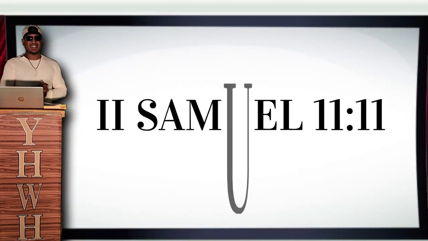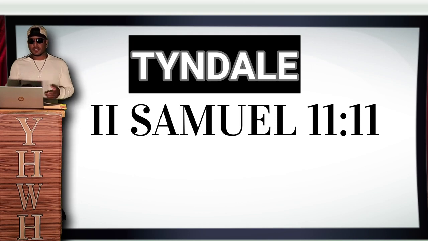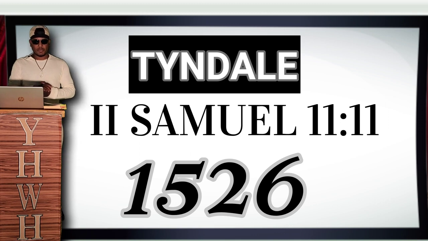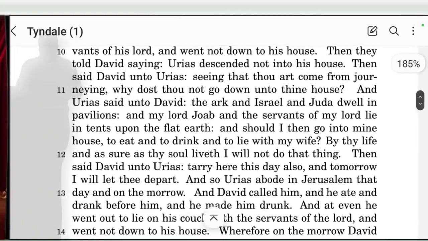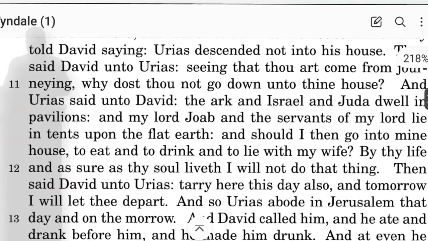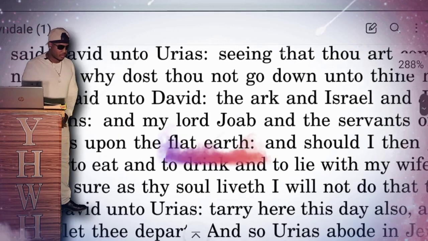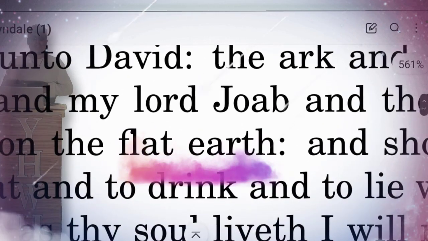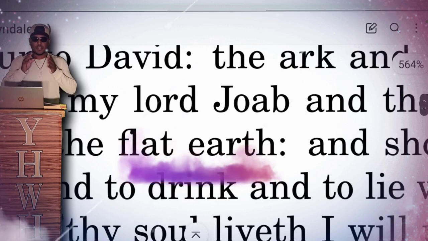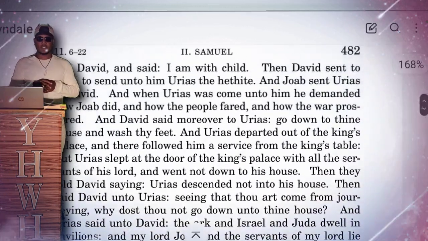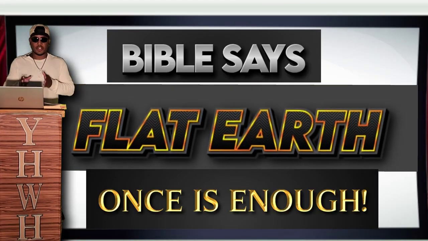Second Samuel 11:11, Tyndale. Now everything I just said, well, it doesn't say flat earth anywhere in the Bible, but it does, in 1526, the first English printed translation, William Tyndale. Second Samuel 11:11. And Uriah said unto David, the ark in Israel and Judah dwell in pavilions, and my lord Joab and the servants of my lord lie in tents upon the flat earth. There you go. Flat earth. In the Bible. Mentioned. Now, yes, we don't see it in many other translations, if ever. It's open fields, whatever, but it says it.